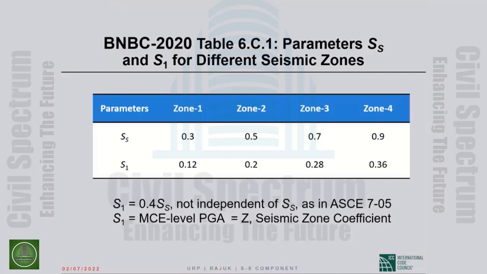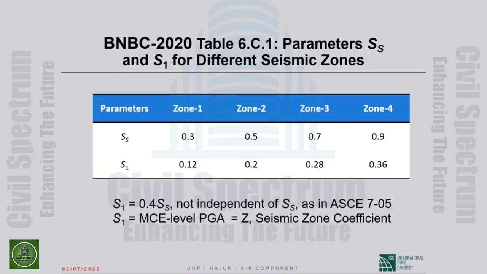Now, S sub S divided by 2.5 is MCE level PGA, because S sub S is MCE level by definition. Now S sub S by 2.5 is S sub 1. So S sub 1 is PGA, MCE level PGA. And that is what is denoted by Z in BNBC 2020.